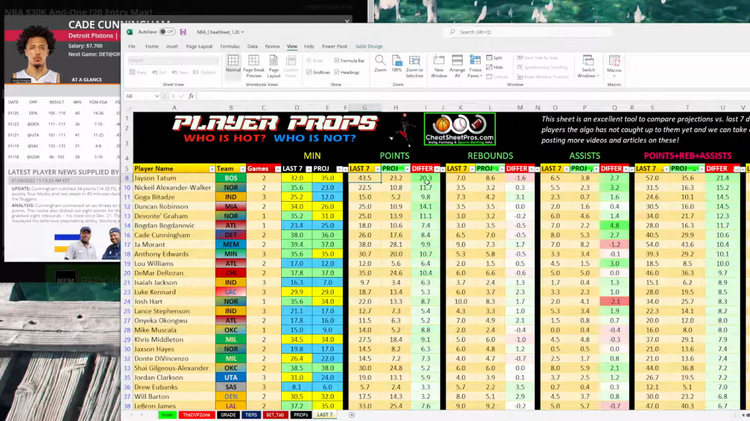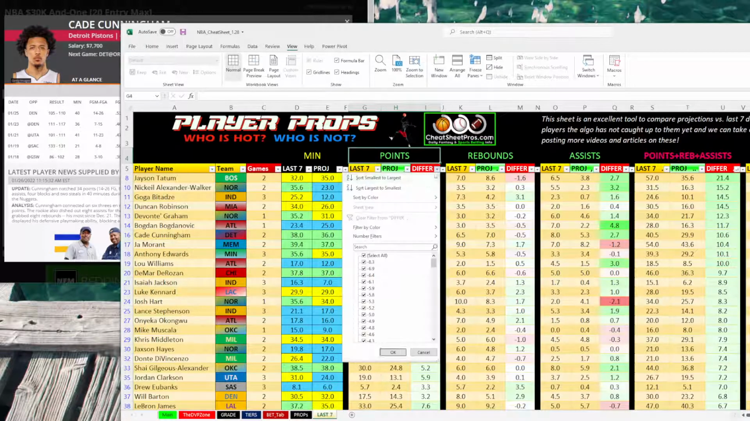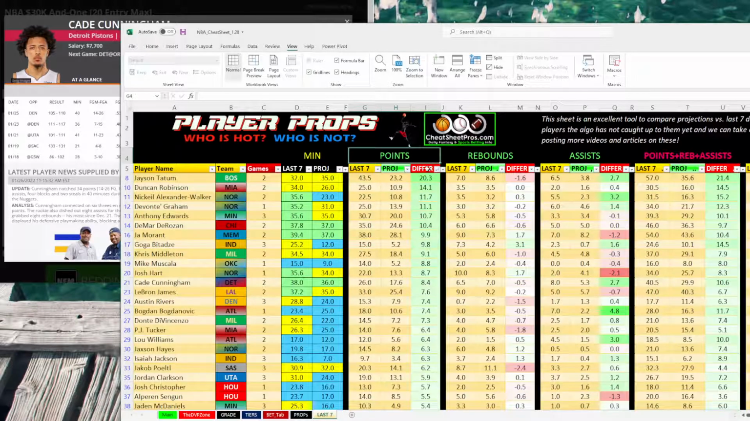When we're flipping down through here, if you just want to do points props, if you don't like all the other stuff, you can sort each one of these columns high to low and say, okay, Tatum, Duncan Robinson, he's been averaging 25. He's projected at 10. He does have a minute drop, so do we still think he's going to go over that?